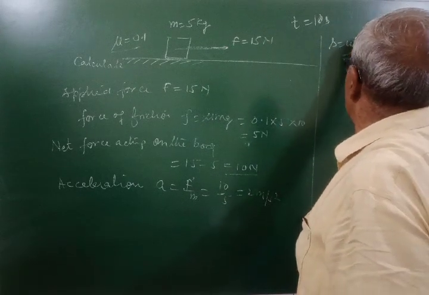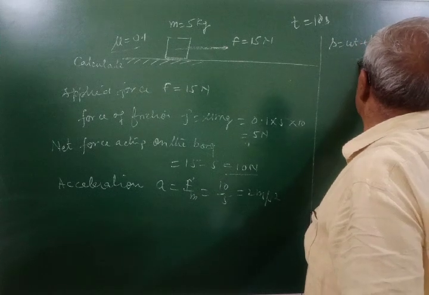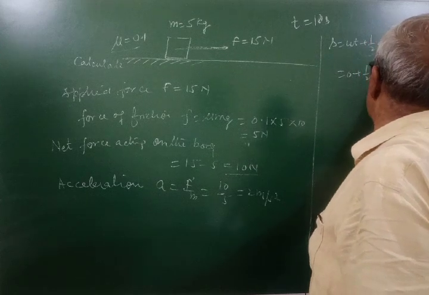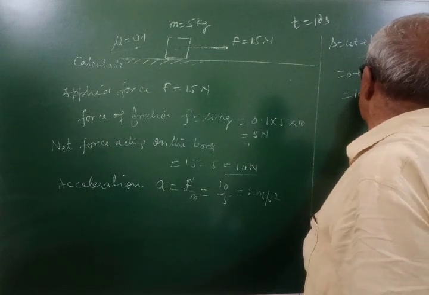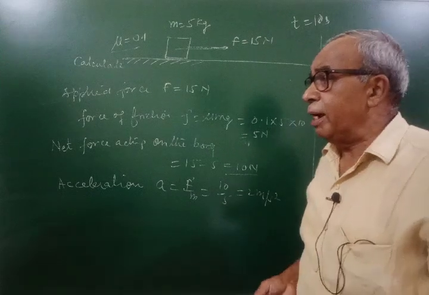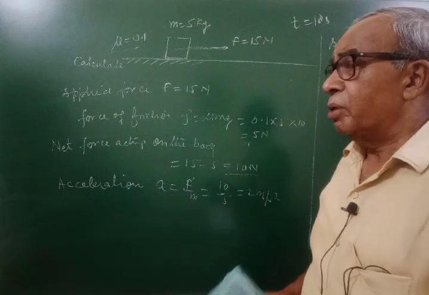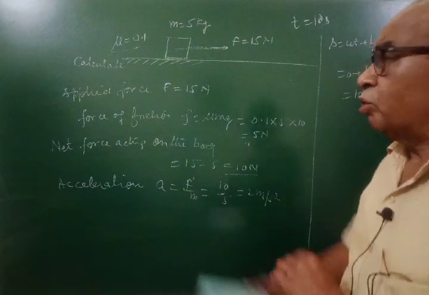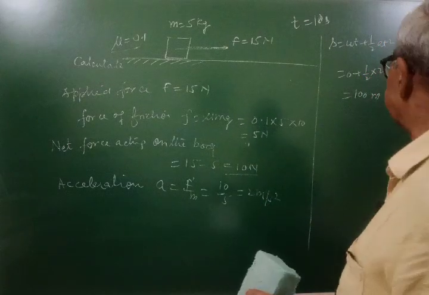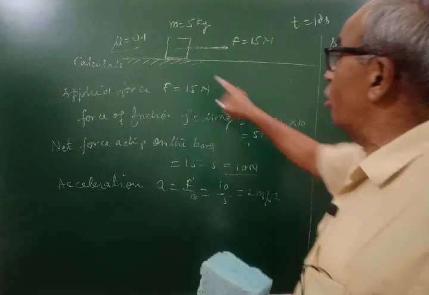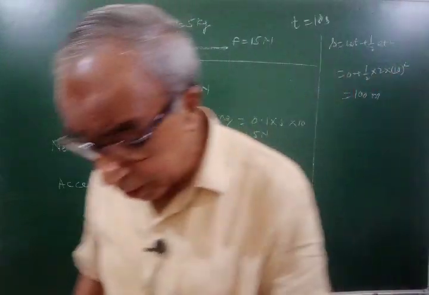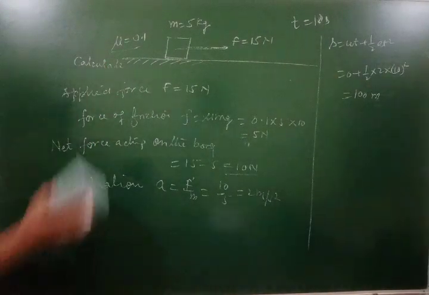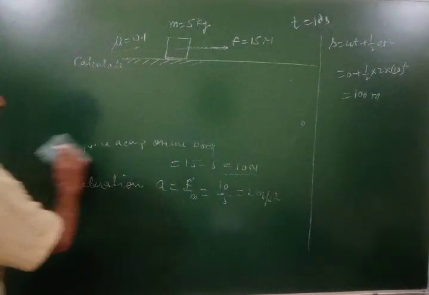So distance moved by the block in 10 seconds, from equation s equal to ut plus half at square, 0 plus half into 2 into 10 square. So it comes out 100 meter. Actually, my aim here is to explain the basic concept, not to indulge you in calculation, so I have taken the digits simple. So now the body has got displaced 100 meter in 10 seconds. Now you can calculate the work done by applied force.